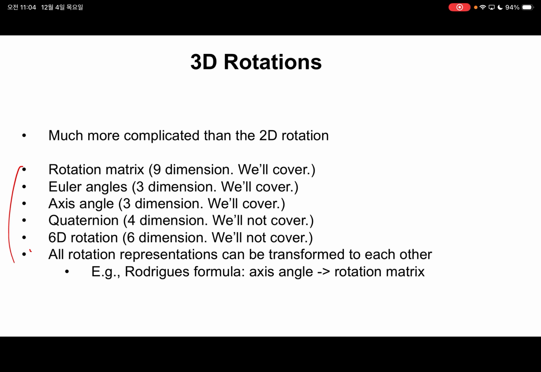Rotation matrix, 9 dimensions, Euler angles, 3 dimensions, axis angle, 3 dimensions, quaternion, 4 dimensions, 6D rotation, 6 dimensions. These are a little bit advanced, so we will not cover them. We will only cover very basic stuff today: rotation matrices, Euler angles, and axis angle. And all rotation representations can be transformed to each other. For example, the Rodrigues formula can be used to transform axis angle to rotation matrix. Mathematically, we can convert each 3D rotation to a different representation.